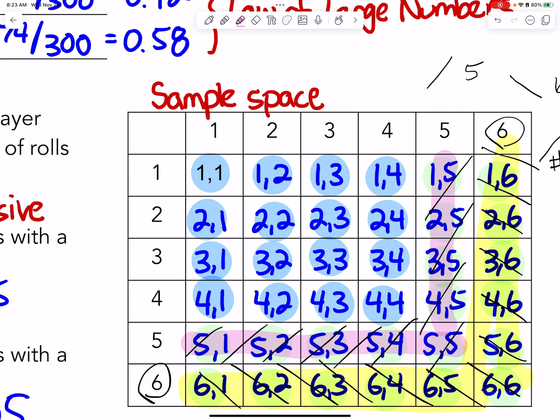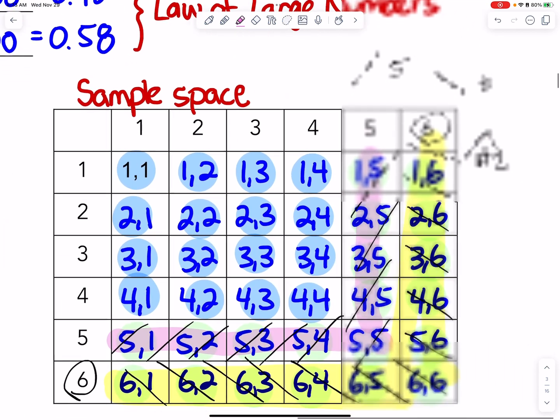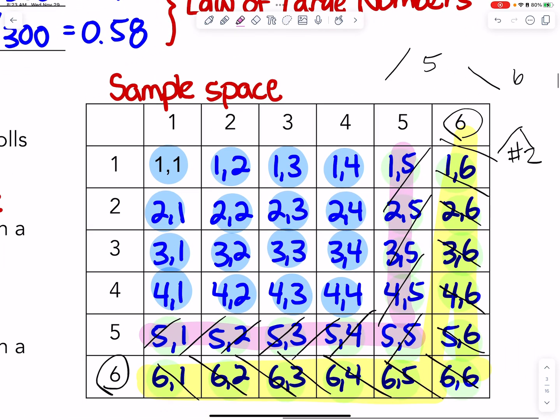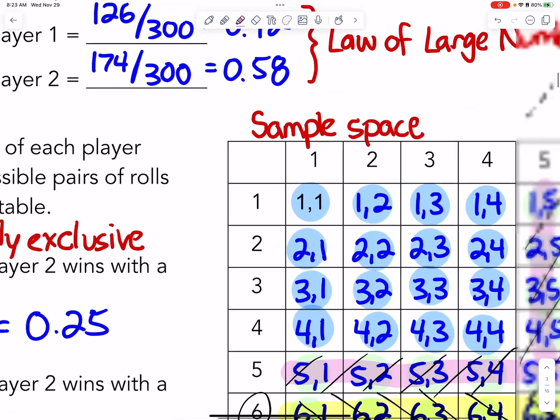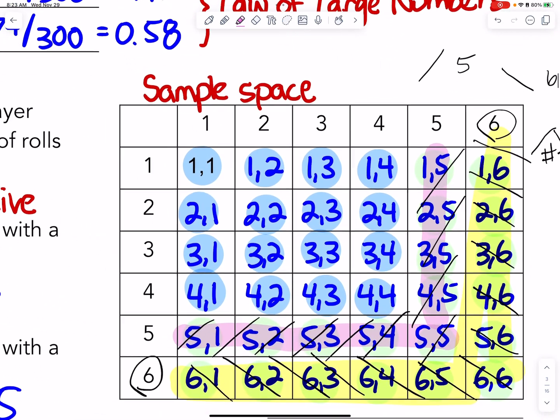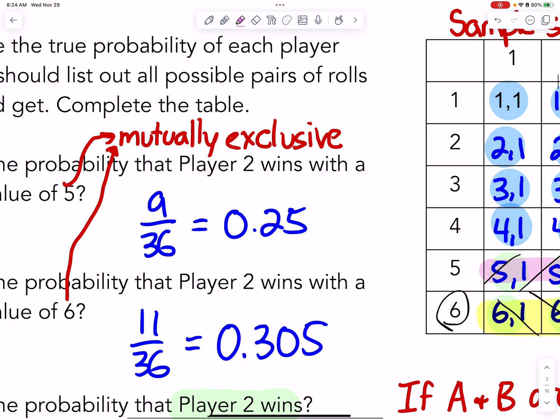The reason I have them in pink and yellow is because question A says, what's the probability that player 2 wins with a 5? So that's the pink one. I count them up, 1, 2, 3, 4, 5, 6, 7, 8, 9, and I get 9 out of 36, or 25%. Then it says, what's the probability that the player wins with a 6? So that's all the yellow ones. If I count those all up, I get 11 of those. And so that's 11 out of 36.